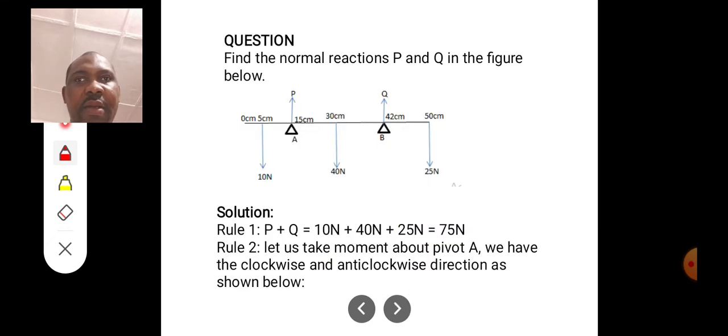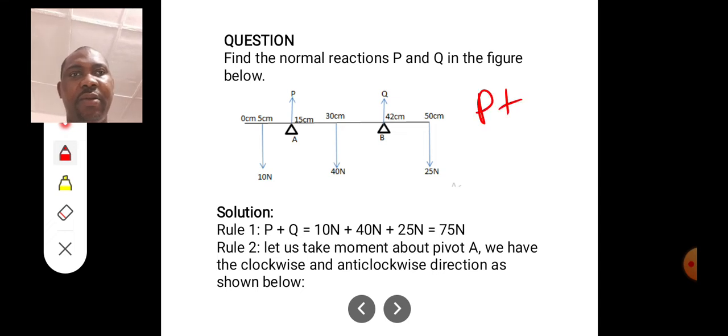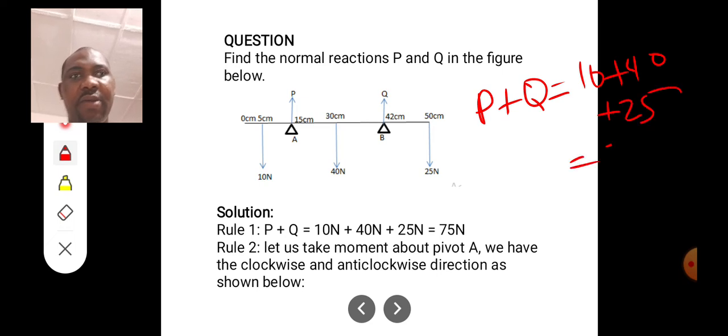Okay, let's proceed. Now look at this question. We are asked to find the normal reactions P and Q in the figure above. Before we do that, the first thing is we can use the first law, which is that the sum of upward forces is equal to the sum of downward forces. The upward forces are P plus Q. The downward forces are 10 plus 40 plus 25, which gives us a total of 75 newtons. So P plus Q is 75 newtons.